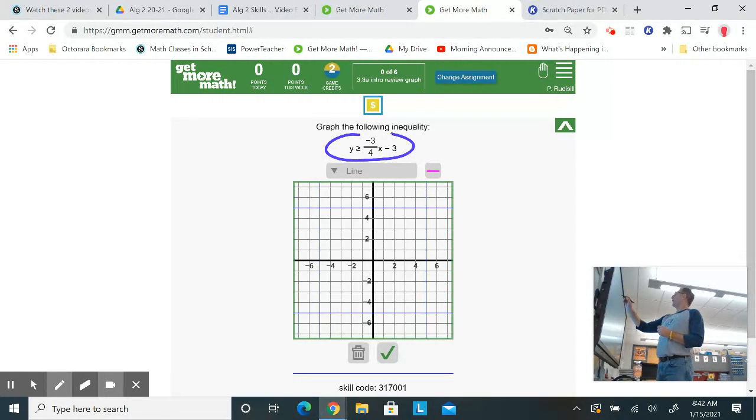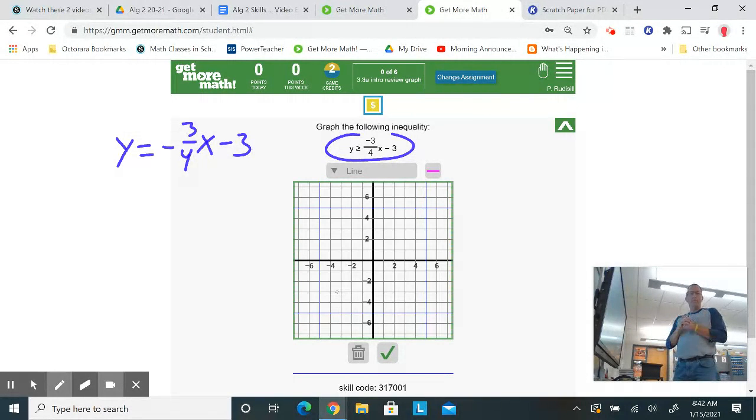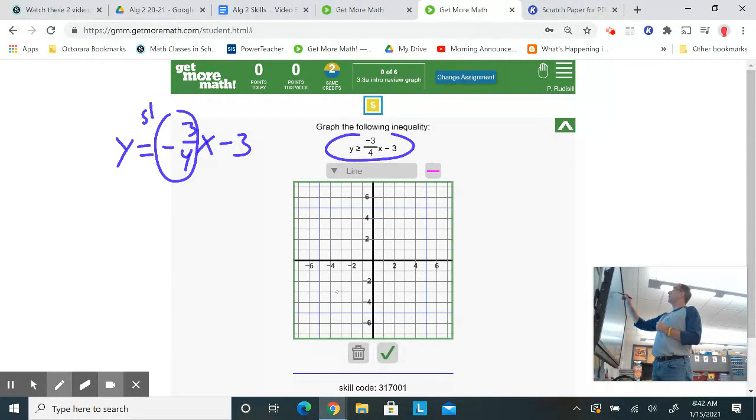So we need the boundary line. The boundary line would be the equation y equals -3/4 x minus 3. So looking for all the ordered pairs that make both sides equal. So it's just like solving an equation there. Now to graph a line, notice it's already in slope-intercept form, y equals mx plus b. So -3/4 x, that's your slope. And the -3 is your y-intercept.